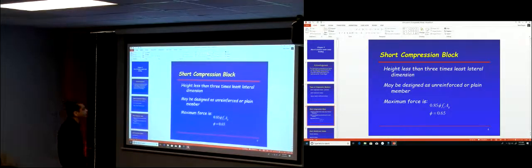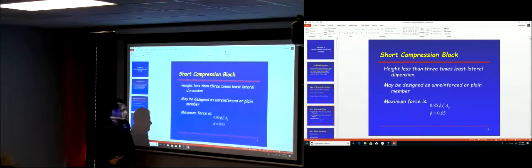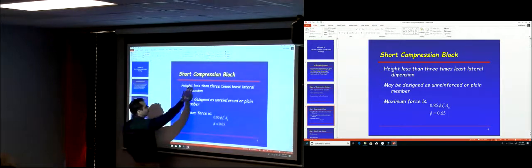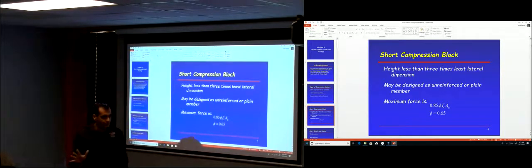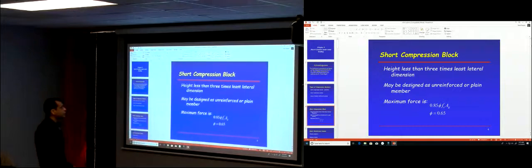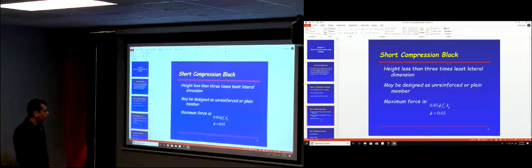What's the definition of a short compression block? I say it has to be very, very short. So to fall under this category, the height has to be less than 3 times the least lateral dimension. If the height of that element is more than 3 times the least lateral dimension, then it's not categorized as a short compression block, and it has to have reinforcement steel. Even if the concrete is enough to resist the compression force, you have to provide steel reinforcement in that element. It's not a compression block, it's a short column.